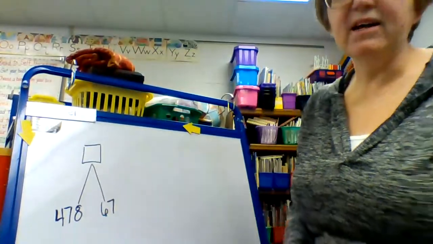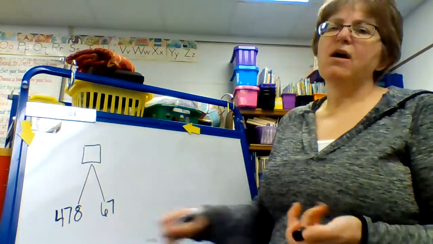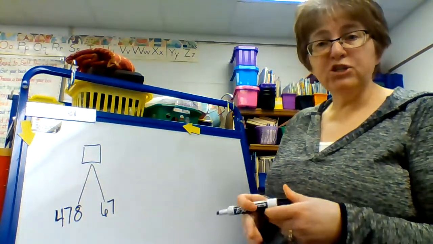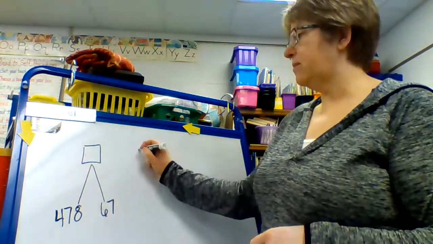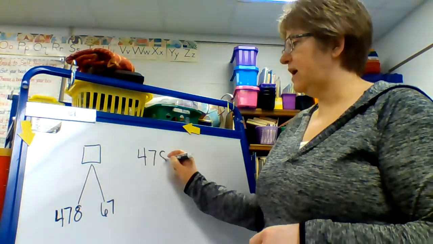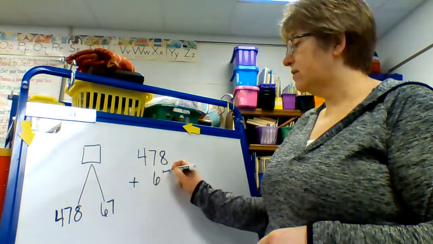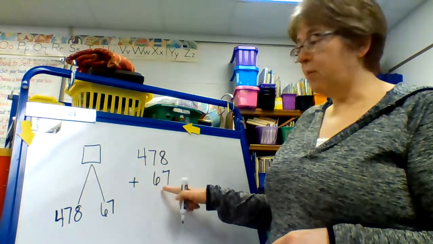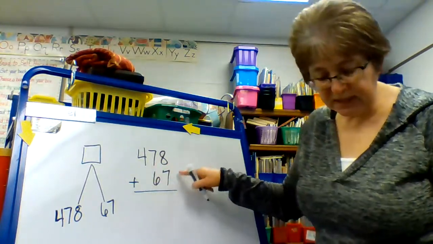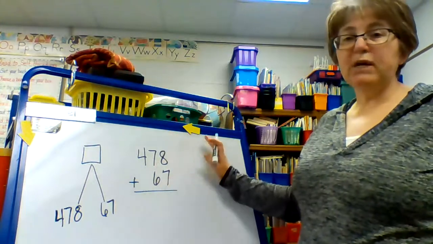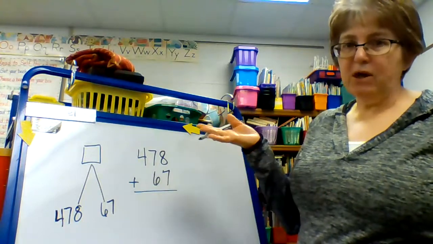Okay, so we're going to add together. So let's make our equation. Since my numbers are bigger, I'm going to go ahead and make my equation in a vertical form. So I'm going to put the bigger number on top. So 478 plus 67. This is only a 2-digit number. So my 6 needs to be under the 7 and the 7 needs to be under the 8. You need to make sure to line them up properly. If you don't put them in the right spot, you're going to be off in your adding.